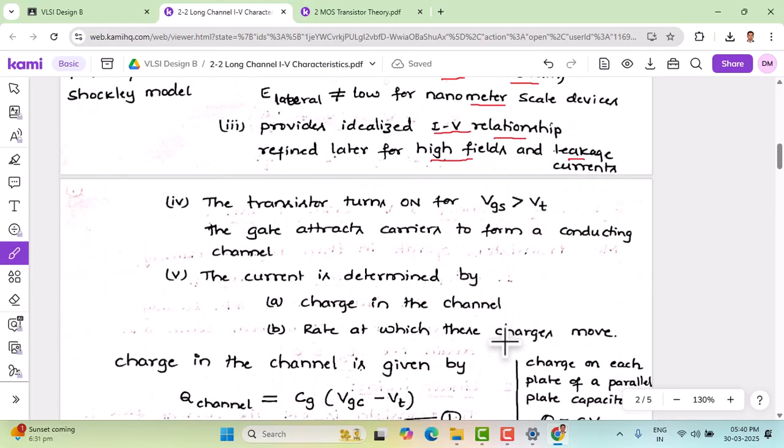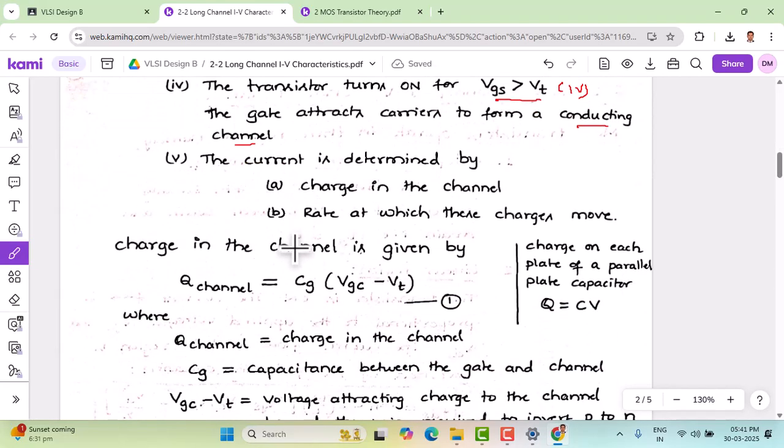The fourth assumption is that the transistor turns on when we apply a gate to source voltage greater than VT. When we apply a gate to source voltage greater than the threshold voltage, which is typically 1 volt, the gate attracts the carriers to form a conducting channel below the silicon dioxide. This we have seen in the operation. The body is made up of holes, the majority charge carriers, and the minority charge carriers are the electrons. So when we apply a gate to source voltage far above the threshold voltage, that attracts the electrons below the silicon dioxide, forming a conducting channel, or N-type channel, or inversion layer.